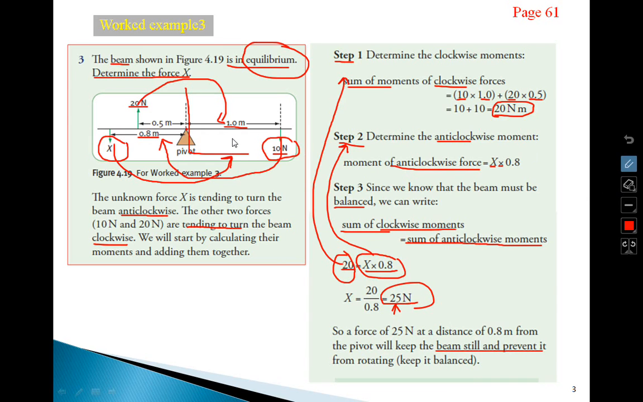So the key solution of this example is that the beam is in equilibrium. Equilibrium means balanced. We just follow the rules we stated in the last presentation: the summation of clockwise moments is equal to the summation of anti-clockwise moments. Clockwise moments are from forces tending to turn the beam clockwise, and anti-clockwise moments are from forces tending to turn the beam anti-clockwise.